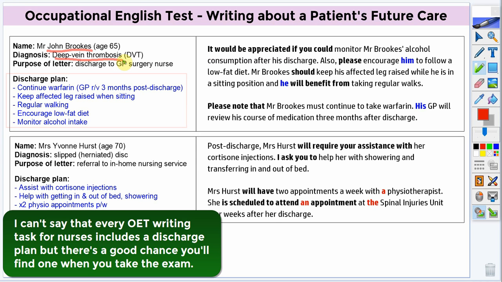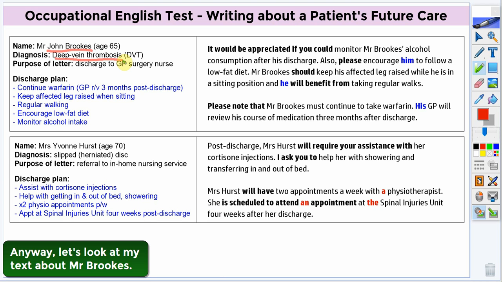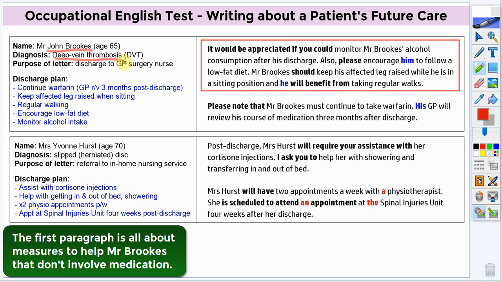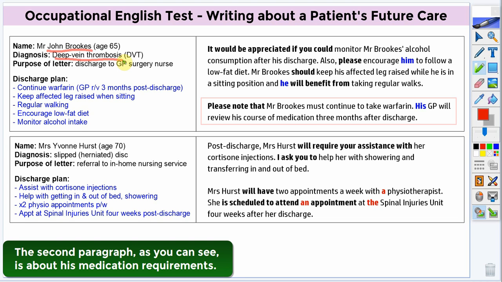I can't say that every OET writing task for nurses includes a discharge plan, but there's a good chance you'll find one when you take the exam. Anyway, let's look at my text about Mr. Brooks. The first paragraph is all about measures to help Mr. Brooks that don't involve medication. The second paragraph, as you can see, is about his medication requirements.